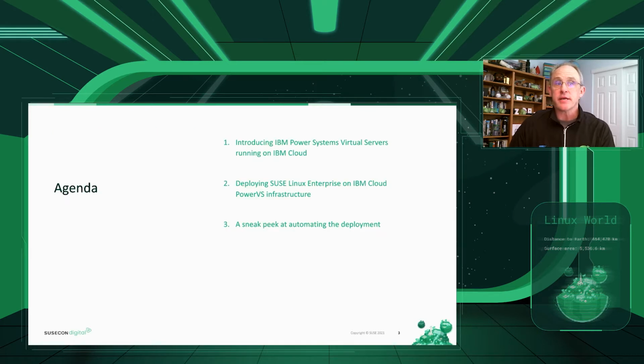There are 3 agenda items for this session. The first, introducing IBM Power Systems virtual servers running on IBM Cloud. The second, deploying SUSE Linux Enterprise on IBM Power VS infrastructure. And the third, a sneak peek at automating the deployment. I've tried throughout this presentation to add hyperlinks to the documentation and other important things if you have future plans to try what you see in this session.